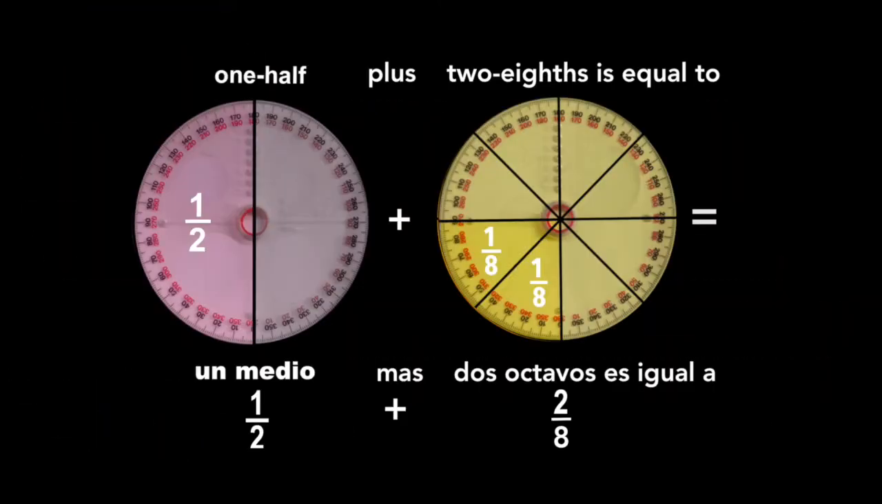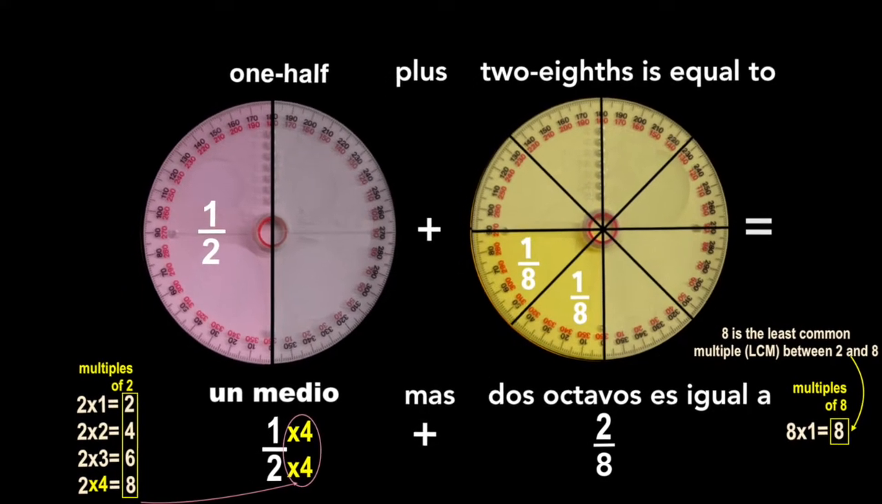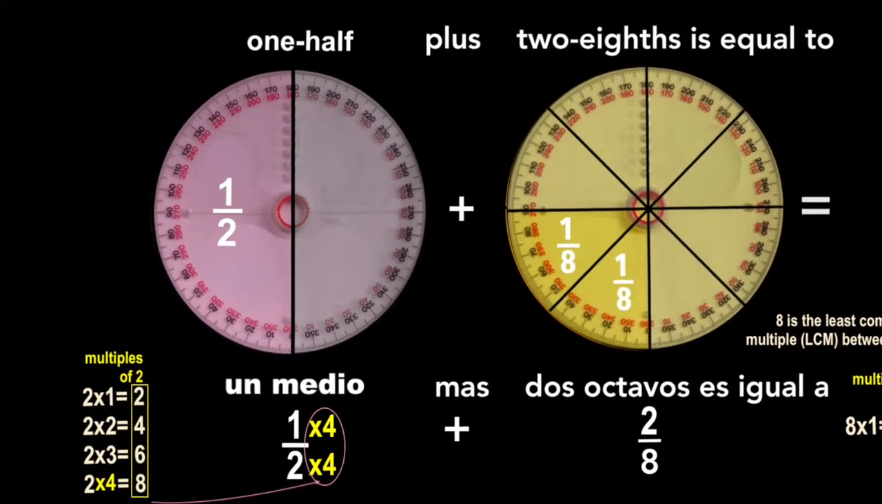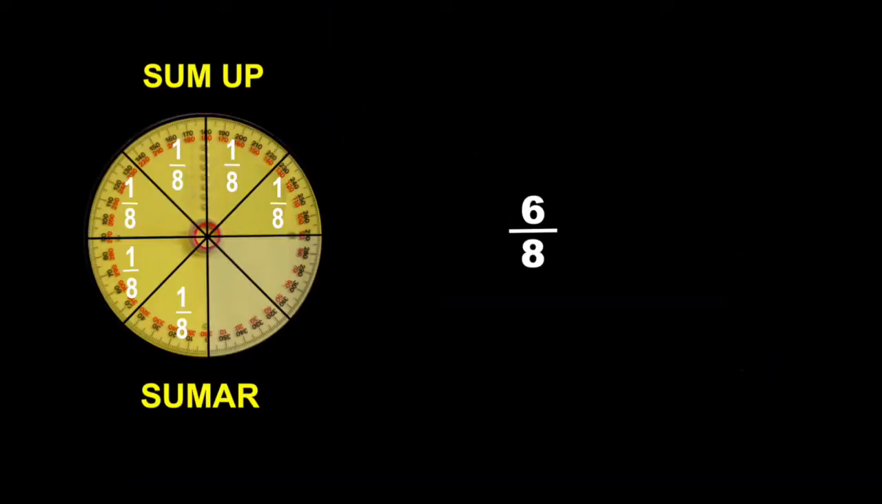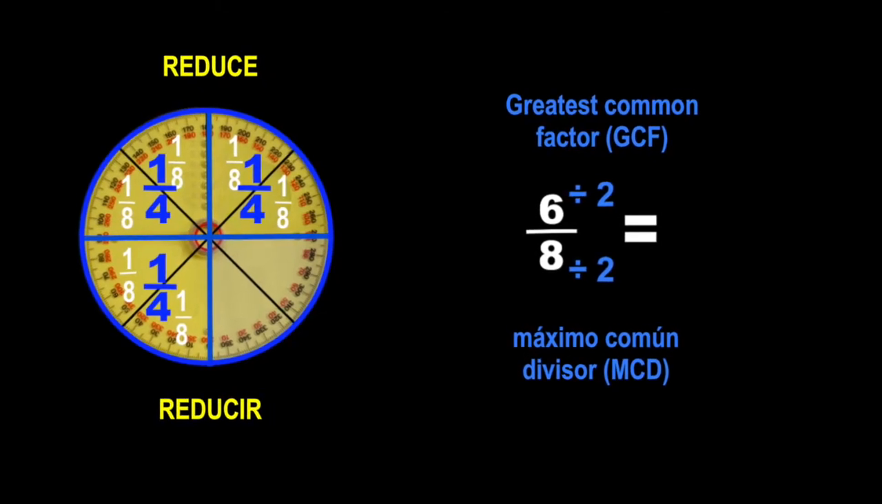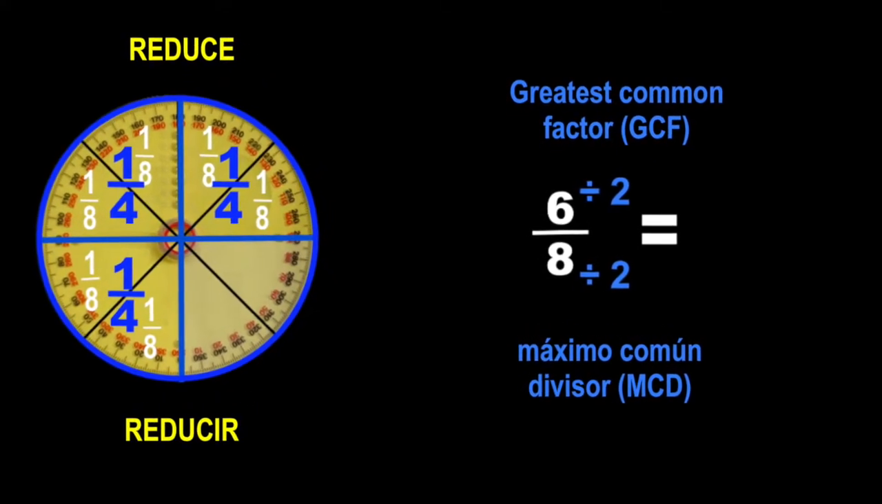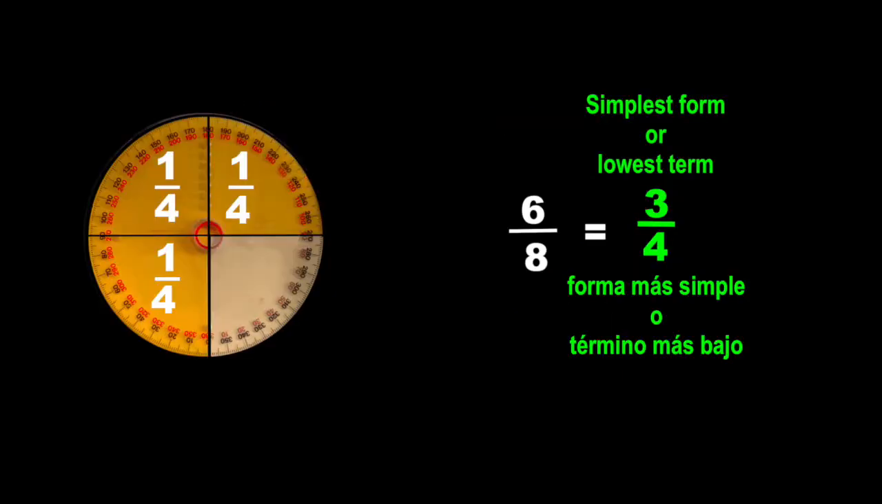Adding fractions. 1/2 plus 2/8. Find the multiples for denominators 2 and 8. Multiply the half by 4/4. 1/2 converts to 4/8. Combine the sum of 6/8. Find the factors of 6 and 8. Reduce by dividing the numerator and denominator by 2/2. 6/8 is equivalent to 3/4, which is in the simplest form or lowest term.